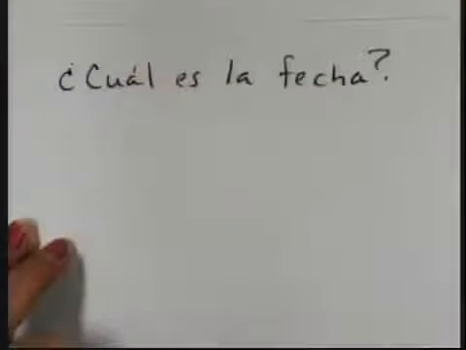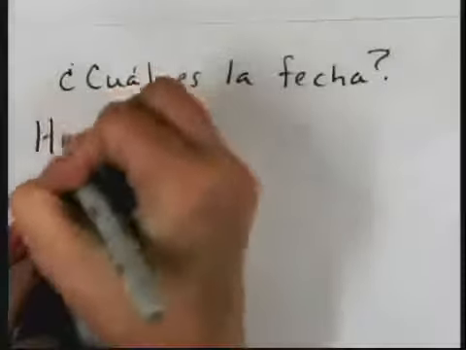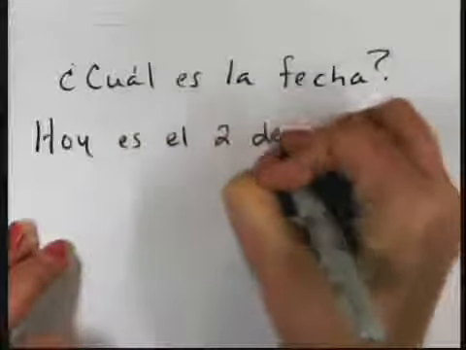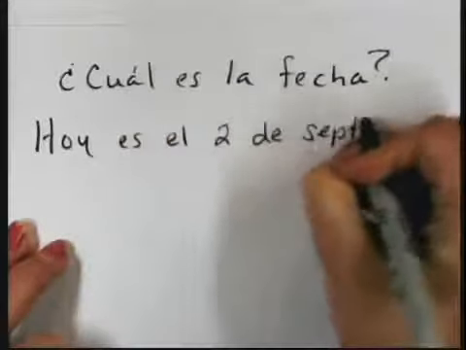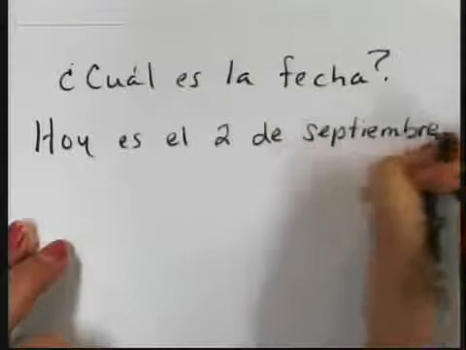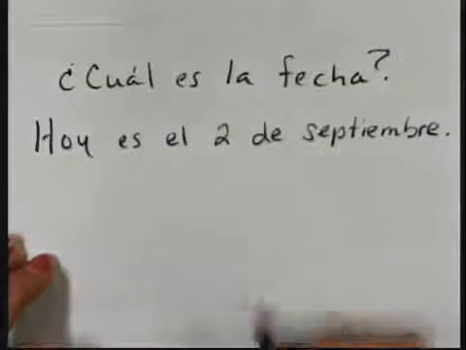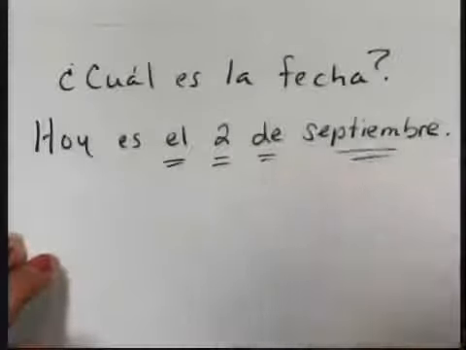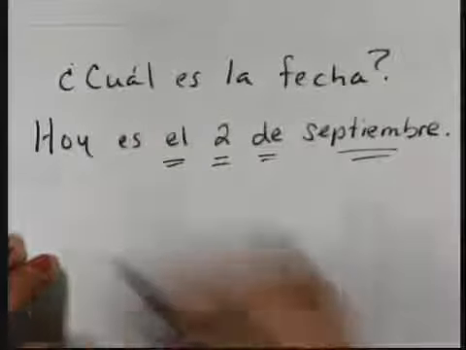Okay, and now we can ask for the date. Repite, por favor, ¿cuál es la fecha hoy? What's the date today? Hoy es el 2 de septiembre. Okay? That's how you say the date. You say el, and then the number, day, and then the month. Hoy es el 2 de septiembre.